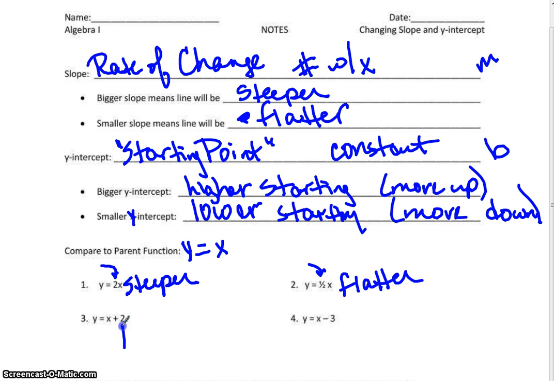Y is equal to x plus 2. Your y-intercept changed. It got bigger, so your line is going to move up. Your y-intercept changed. It got smaller. Your line is going to move down.